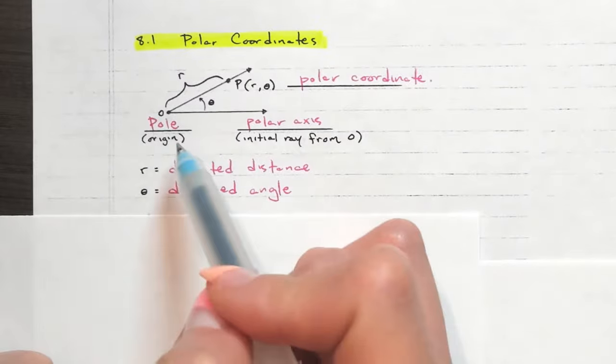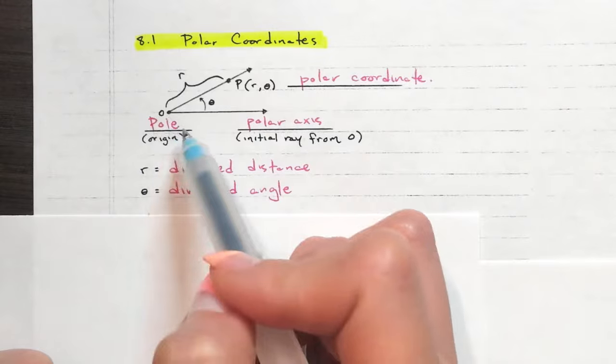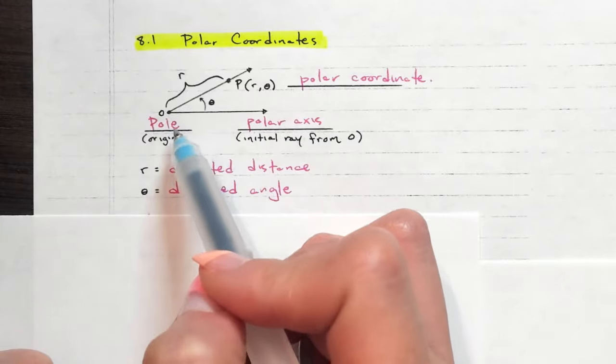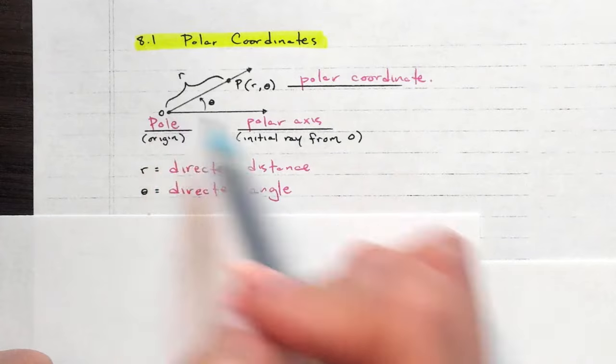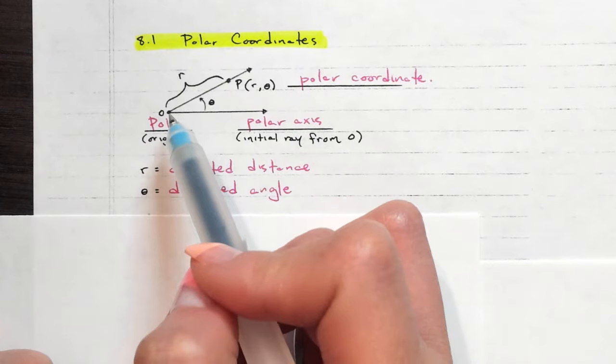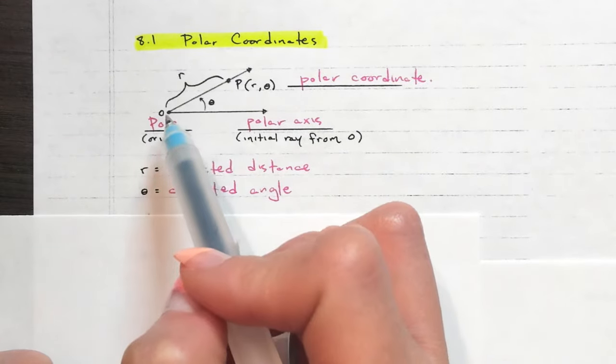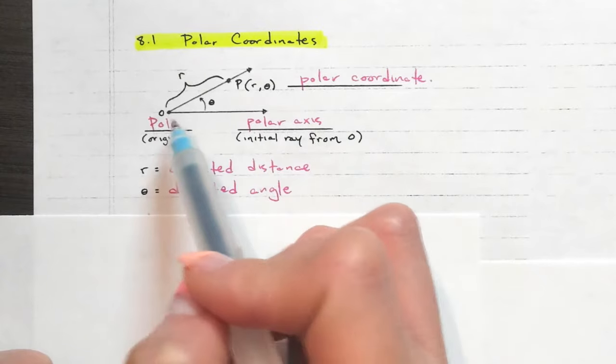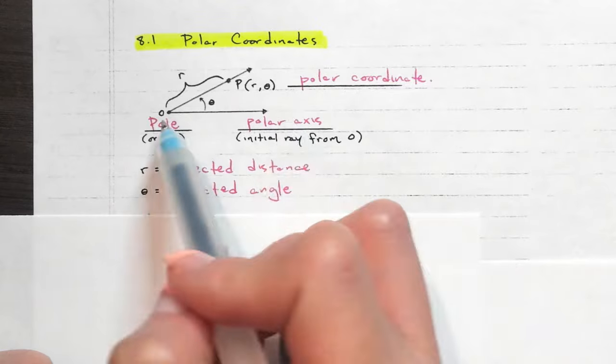Our new origin is called a pole. So that's O for origin and that's called a pole. That's the center. And then how we draw it is we always start with a polar axis. So that's basically like the positive x-axis. So that's the initial ray from the pole to the right.